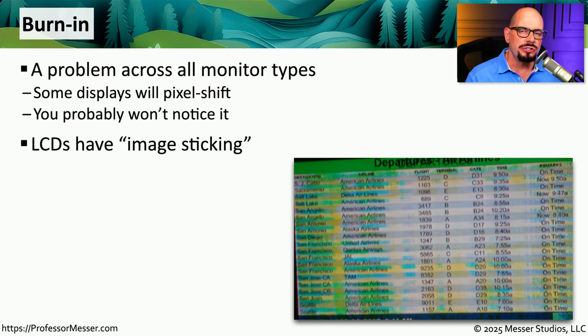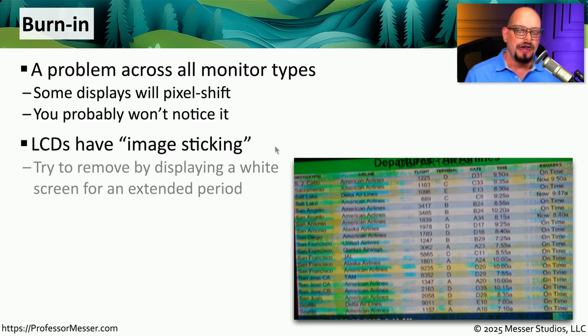This was a much larger issue on the older style CRTs or cathode ray tubes, but these days even LCD monitors have this particular issue. On LCD monitors, you may hear this referred to as image sticking, and it might be possible to remove that image from the screen by putting a different image on the screen for an extended period. For example, you might want to display a white screen overnight just to see if you can remove that image sticking from your LCD monitor.